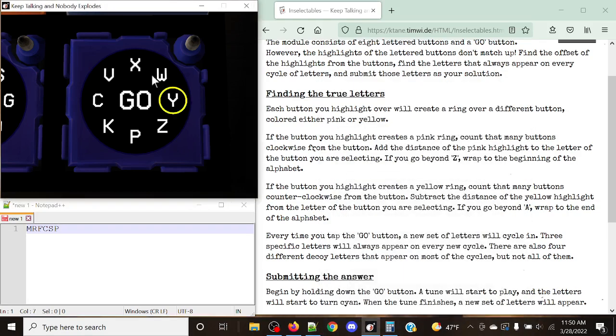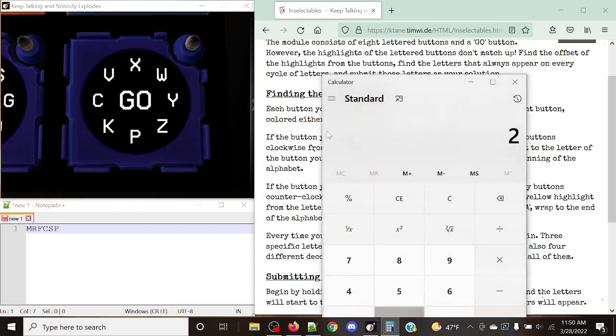Next up, Yankee is simply going to be a pink, that's going to be clockwise, which in this case is going to be 1, 2, 3 spaces clockwise. So that's going to be a 25 plus a 3 is going to be a 28. Modulo this by 26 is going to be a 2, which is a Bravo.